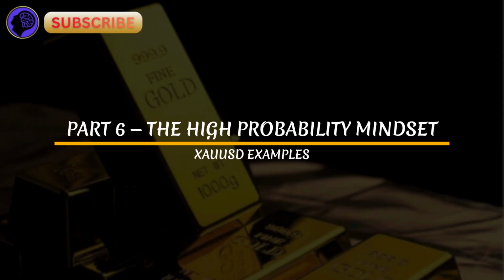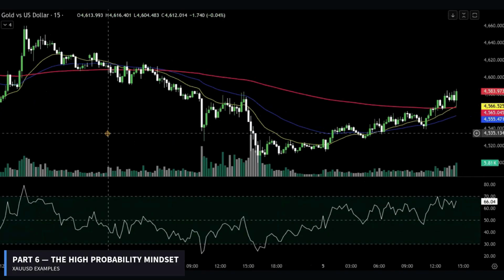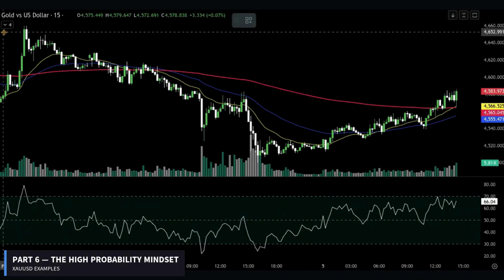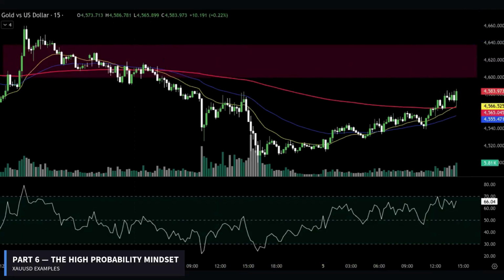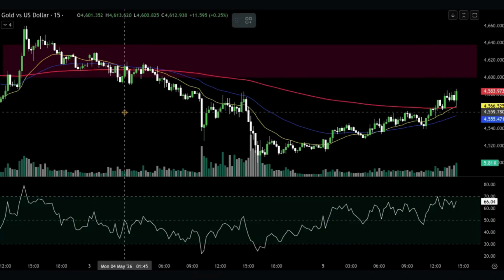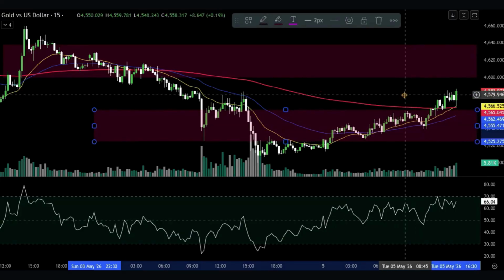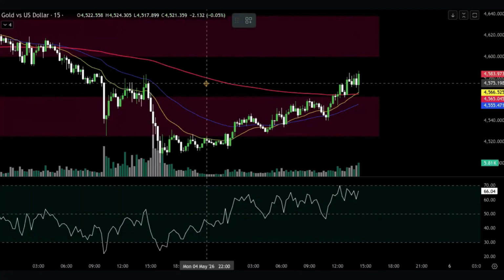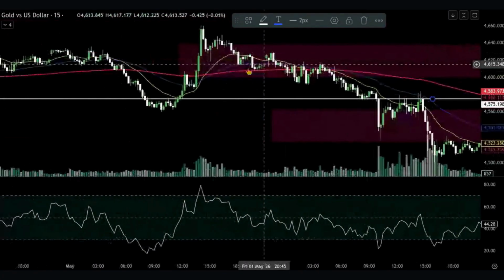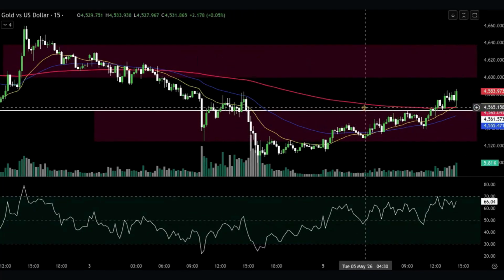Part 6. The high probability mindset. Now let's talk about mindset for a moment. High probability trading is not about forcing entries constantly. It's not about catching every move. And it's definitely not about predicting the future perfectly. Professional traders understand something simpler. The market always leaves clues. And patience allows you to read those clues more clearly. Sometimes the highest probability decision is doing nothing. Waiting. Observing. Studying behavior calmly.